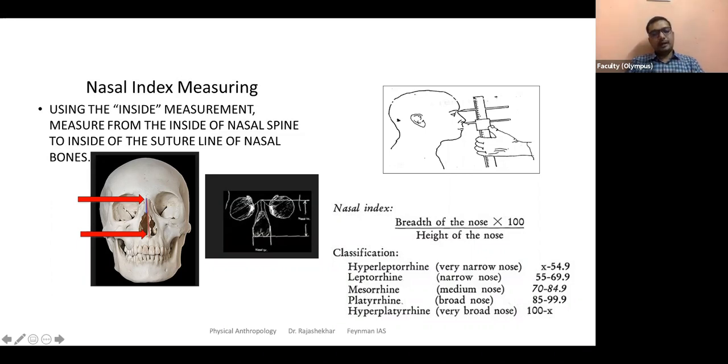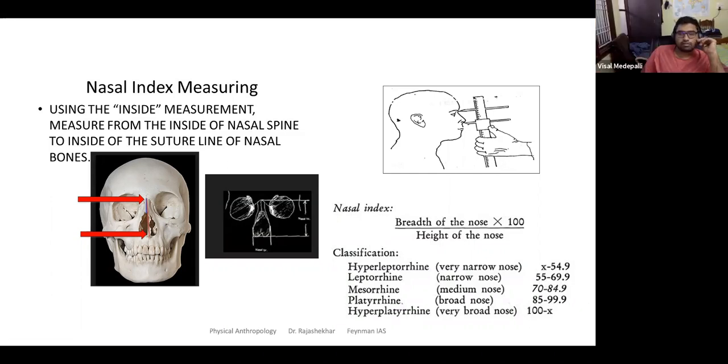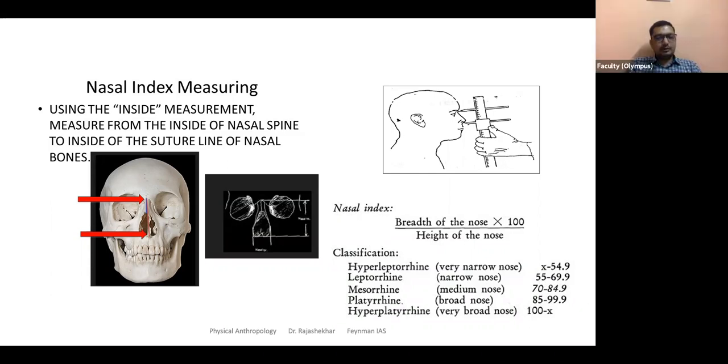Based on the normal calculations or measurements, they would put them into categories like this. What is considered to be narrow within the human population? What is considered to be broad? Broad is 85 to about 100. This is the index that we are talking about, right? And 70 to 84.9 is medium. 55 to 69 or 70 is lepto. So we have some reference for this. Based on the measurements, they have put this into categories like this.